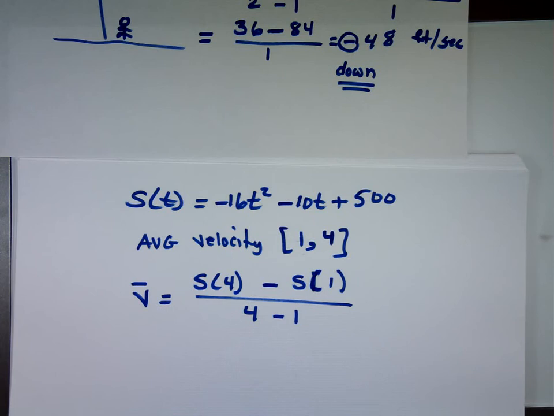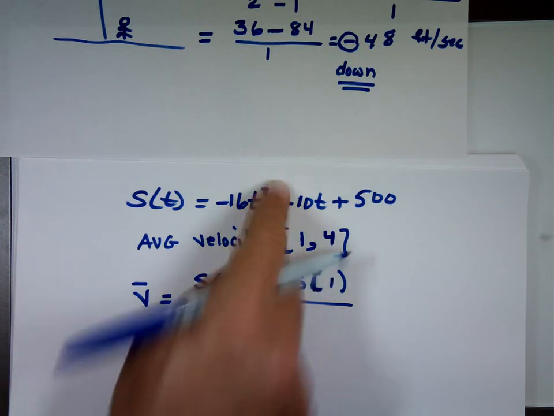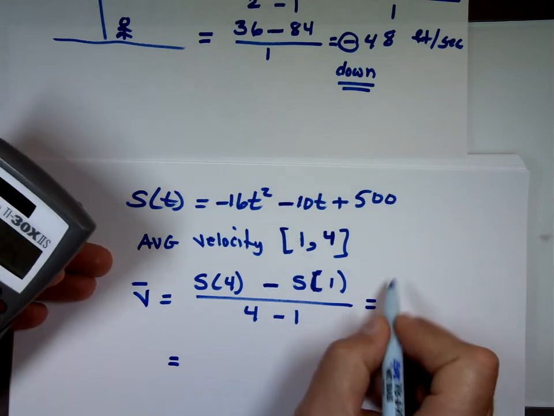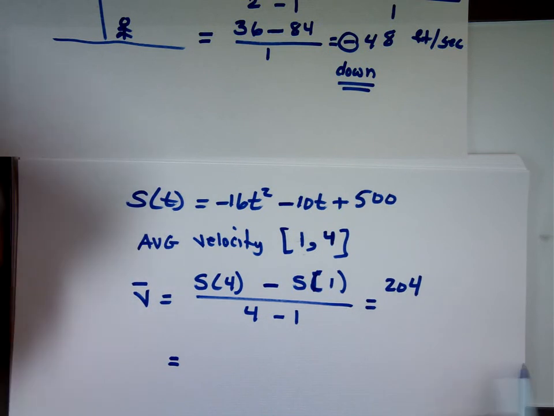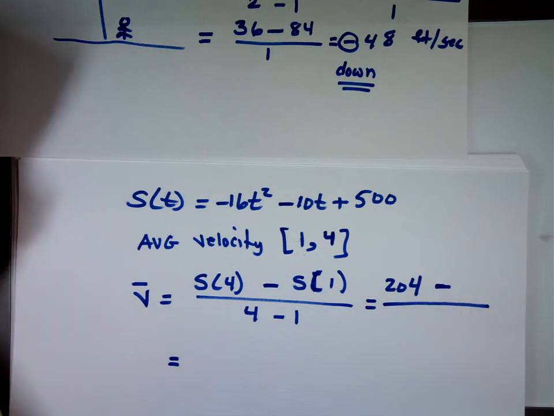I need to plug in my position at 4 seconds. Plug it into this one. What do we have? What's my height at 4 seconds? Negative 16 times 4 squared. Negative 256. Okay, negative minus 40, right? Plus the 500 like I changed that to. So my height at 4 was, what was it? 204? Is that what you got? Yeah. What is my height at 1 second? I got 474.